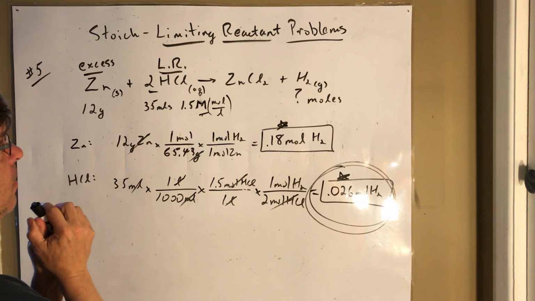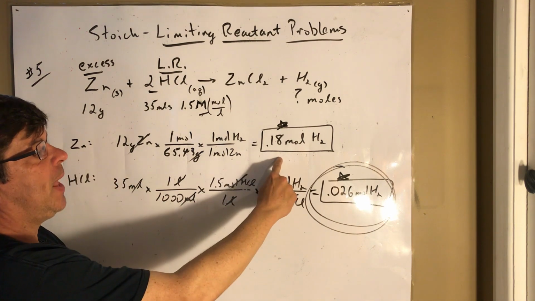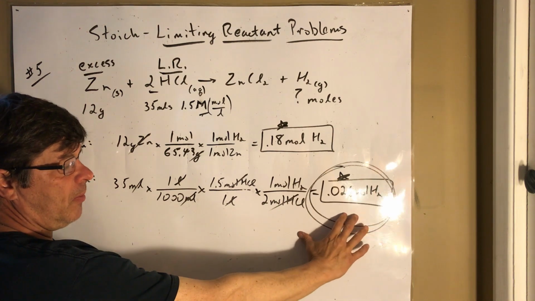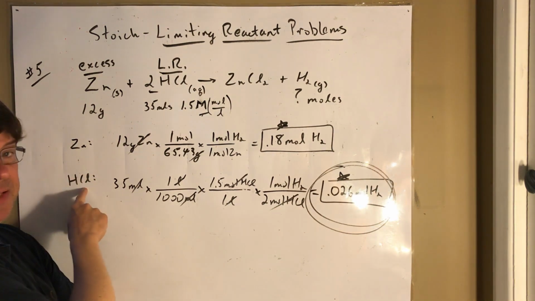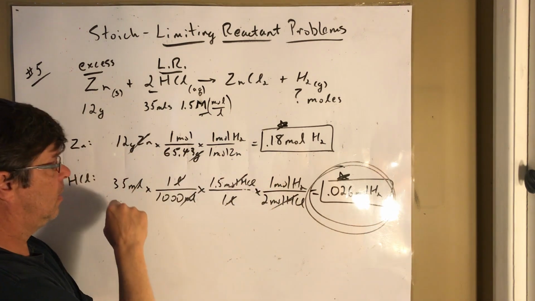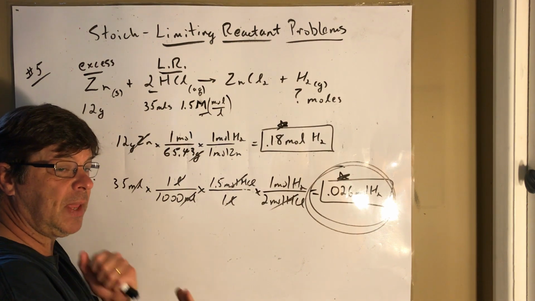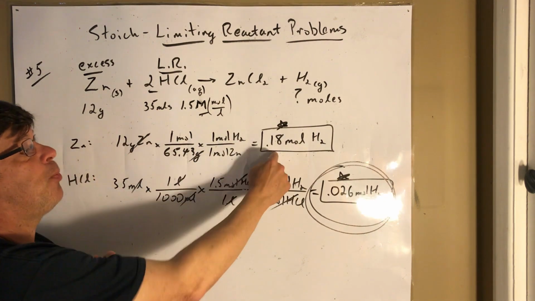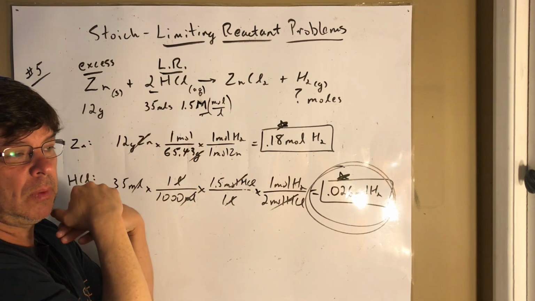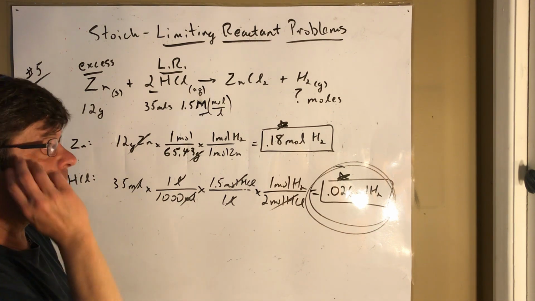Let's just review that one more time. If I start with zinc, we get 0.18 moles. If I start with hydrochloric acid, we get 0.026, a much smaller value. This smaller value is telling you that the hydrochloric acid limits how much product we get. It's the limiting reactant. This 0.18, yeah, we could get this if we have enough HCl.